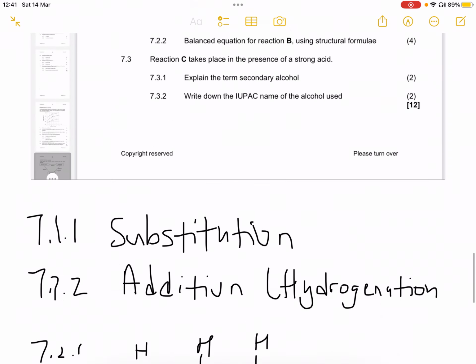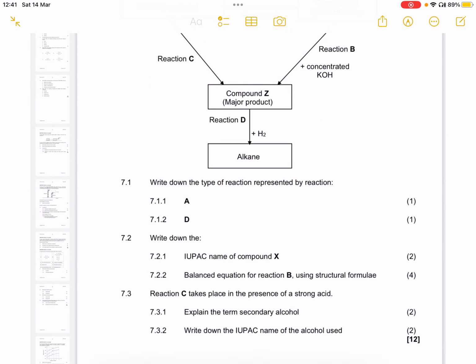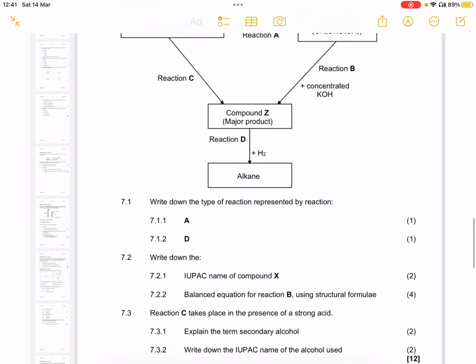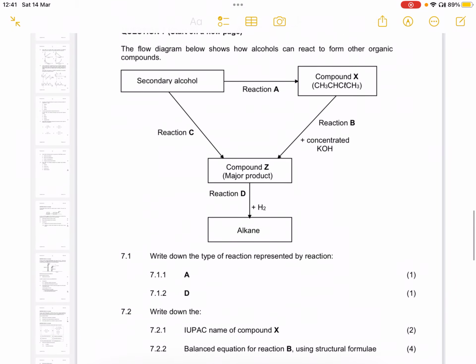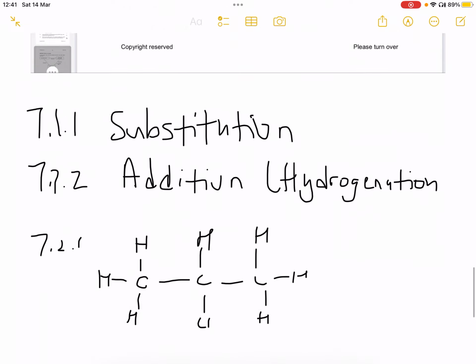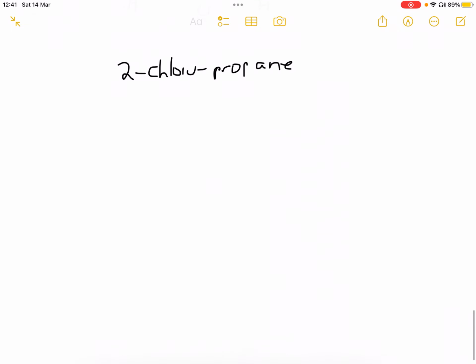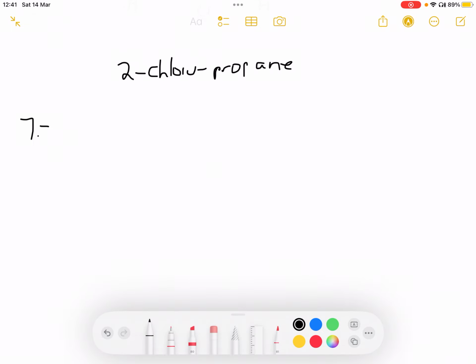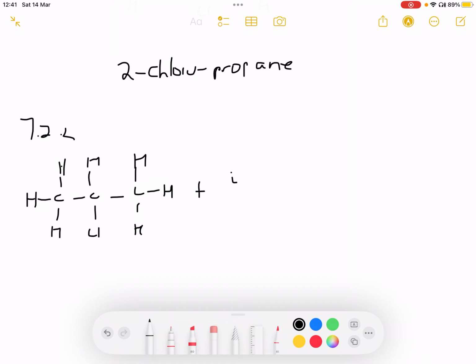Right, 7.2.2. Write down a balanced equation of reaction B using structural formula. Reaction B is compound X reacting with concentrated sulfuric acid, so we have to draw that in structural formula. We have our structure here, CH3, CHCl with a CH3, plus concentrated potassium hydroxide.